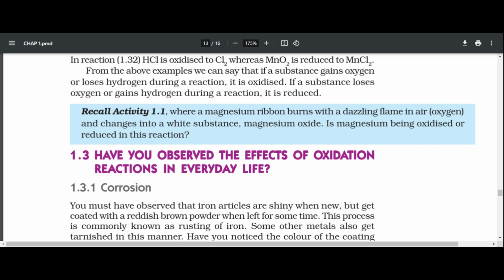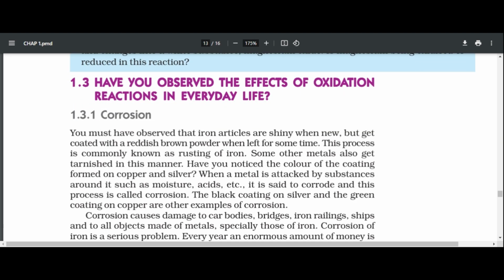From the above examples, we can say that if a substance gains oxygen or loses hydrogen during a reaction, it is oxidized. If a substance loses oxygen or gains hydrogen during a reaction, it is reduced. Recall activity 1.1, where a magnesium ribbon burns with a dazzling flame in air, oxygen, and changes into a white substance, magnesium oxide. Is magnesium being oxidized or reduced in this reaction? Have you observed the effect of oxidation reactions in everyday life?